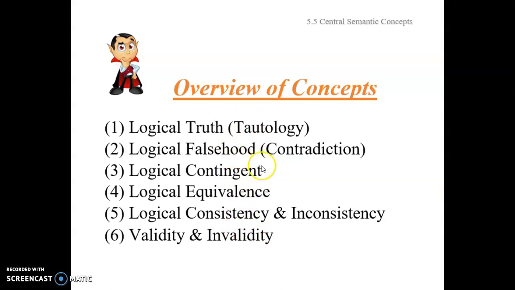So if you hearken back to chapter 2, when we were doing semantics for propositions, we defined the notion of a tautology. There's going to be the exact same notion defined here for quantificational logic rather than propositions, except it's going to be defined rather than in terms of truth tables, in terms of interpretations. Same thing for contradiction, same thing for logical contingents and equivalence, consistency and inconsistency, and validity and invalidity. So all of this parallels exactly earlier work you've done in chapter 2 with propositions.